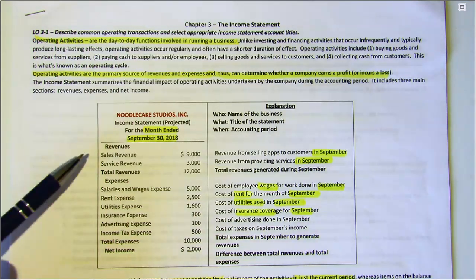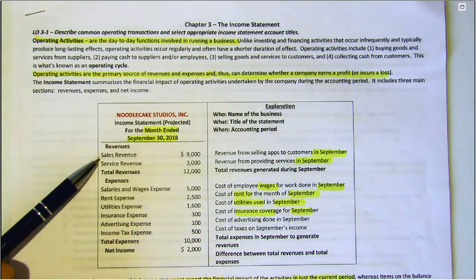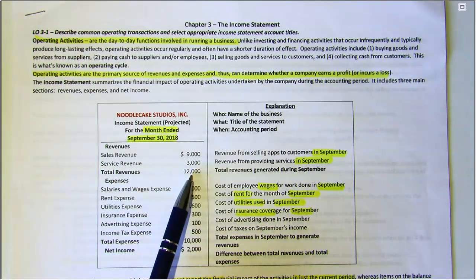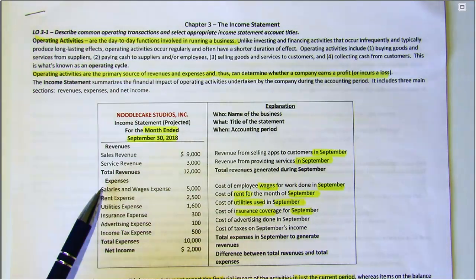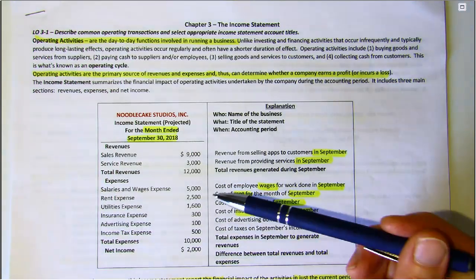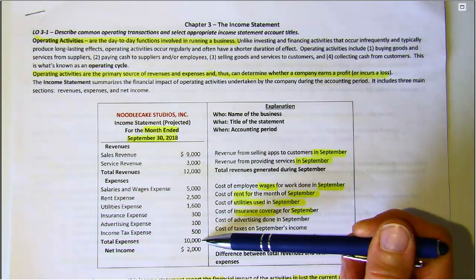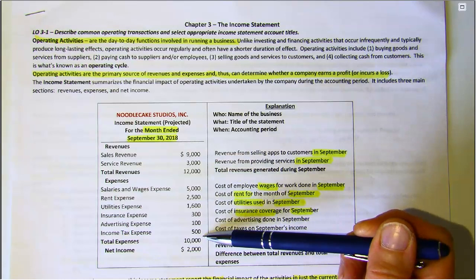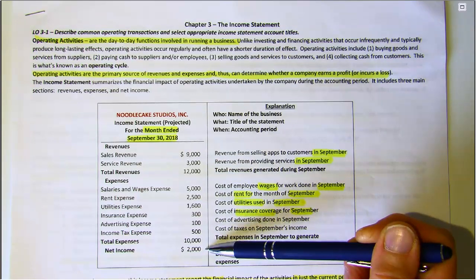Then we put the heading revenues, and we list our revenues from greatest to least and subtotal. Then we put our heading expenses, and then we list our expenses again from greatest to least, and we subtotal. Then we employ our formula: revenues minus expenses equals our net income.